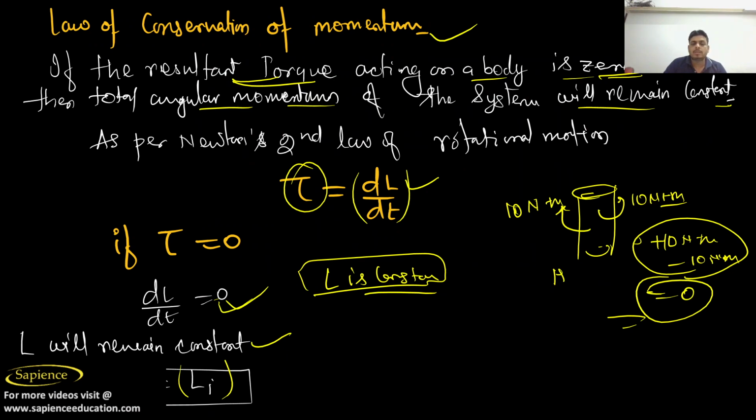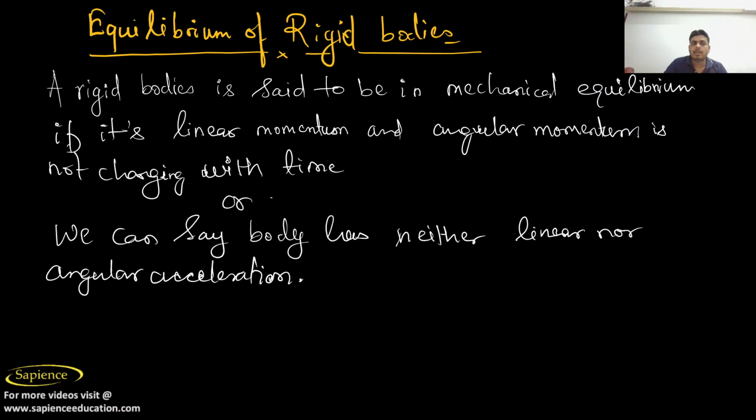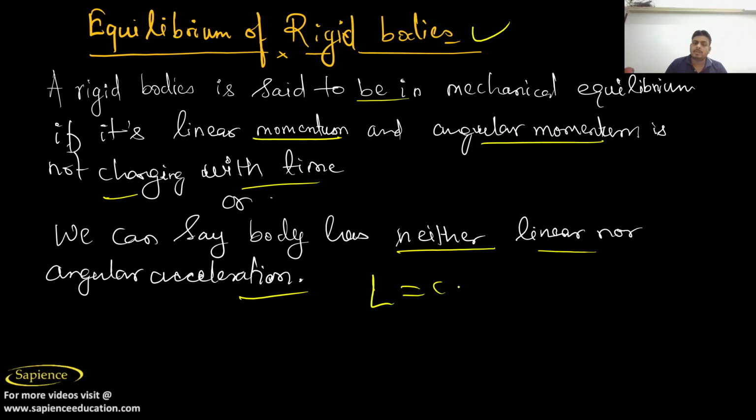I hope you have understood this. Now I will talk about equilibrium of rigid bodies. What is equilibrium of a rigid body? A rigid body is said to be in mechanical equilibrium if its linear momentum and angular momentum are not changing, or we can say that the body has neither linear nor angular acceleration. Linear momentum is constant, angular momentum is constant, then the body is said to be in equilibrium.